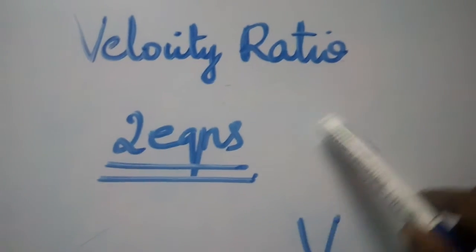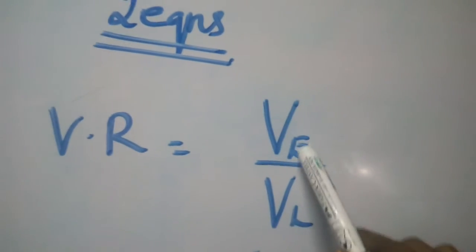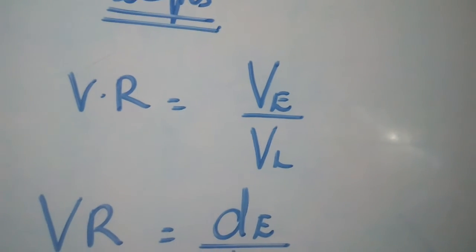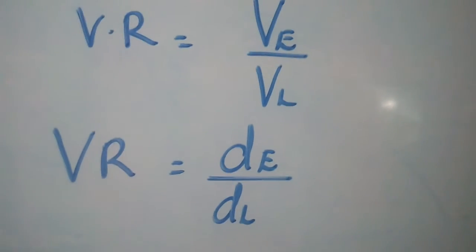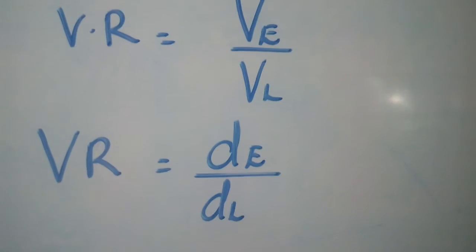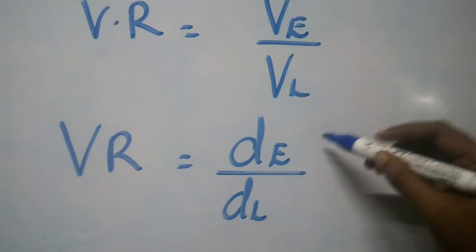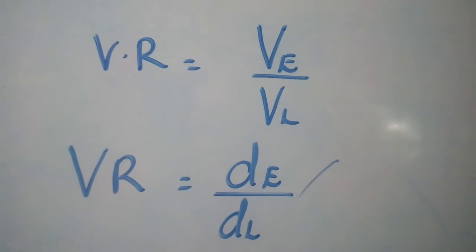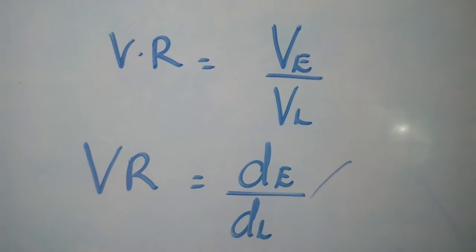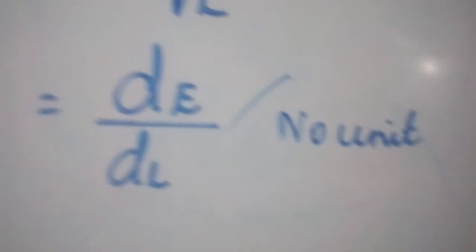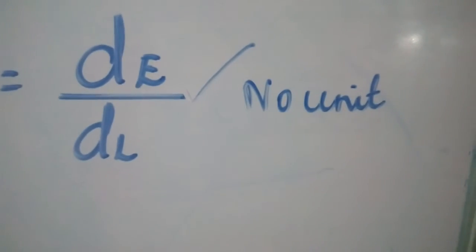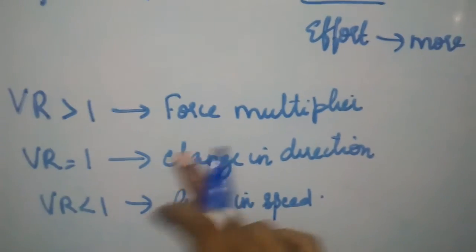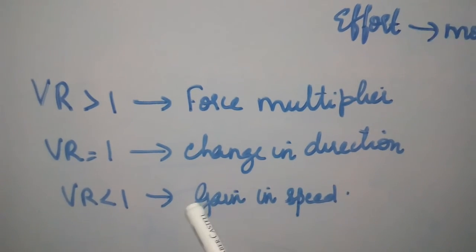There is another term called velocity ratio. If we use a machine for something, then sometimes the load or the effort moves. So the first equation for velocity ratio is the velocity of the effort to the velocity of the load, and the second equation for velocity ratio is the displacement of the effort to the displacement of the load. Load and effort may move. So both denominator and numerator have the same quantity, so there will be no unit.